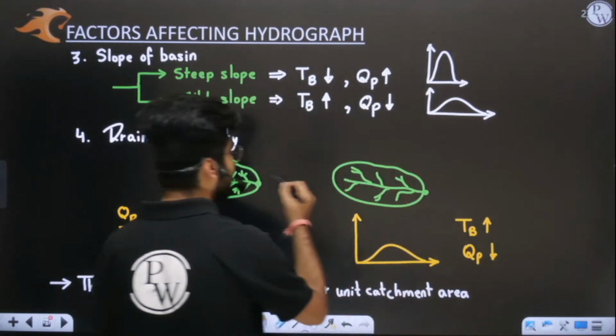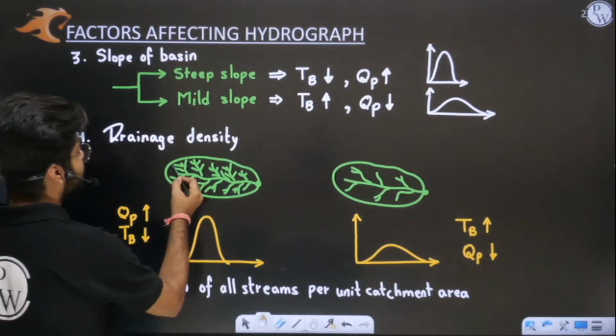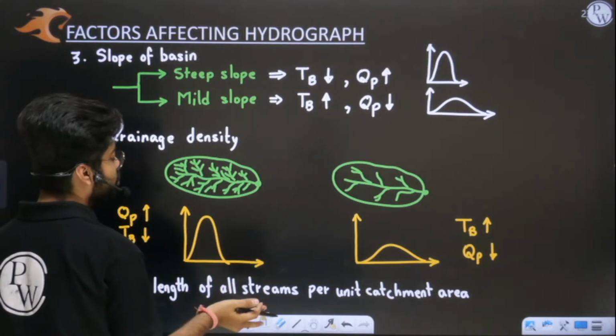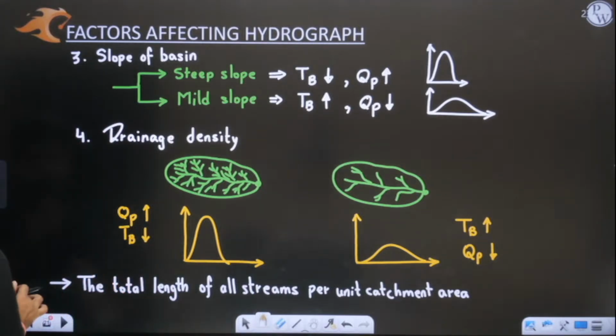Now in both the cases area is the same, but here you can see more length of drains. If you add up all the lengths, that will be more. So that is drainage density. What is stream density?